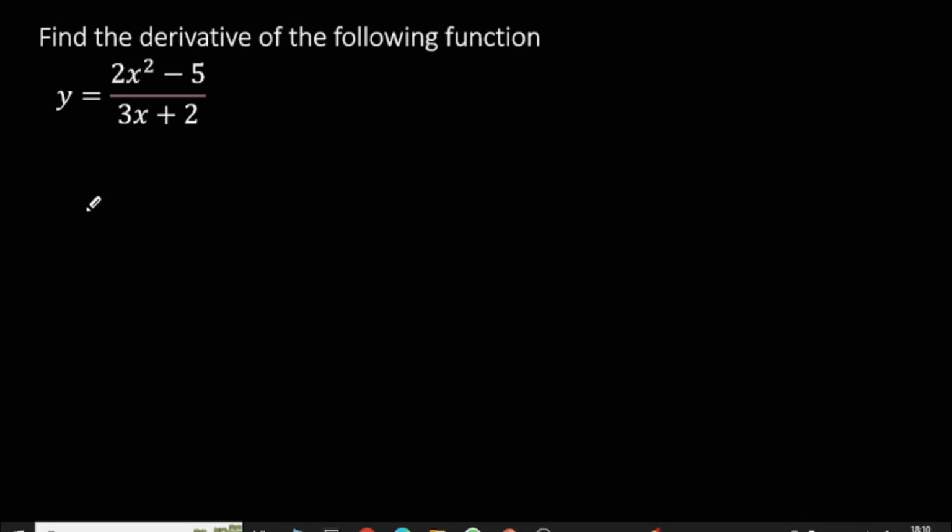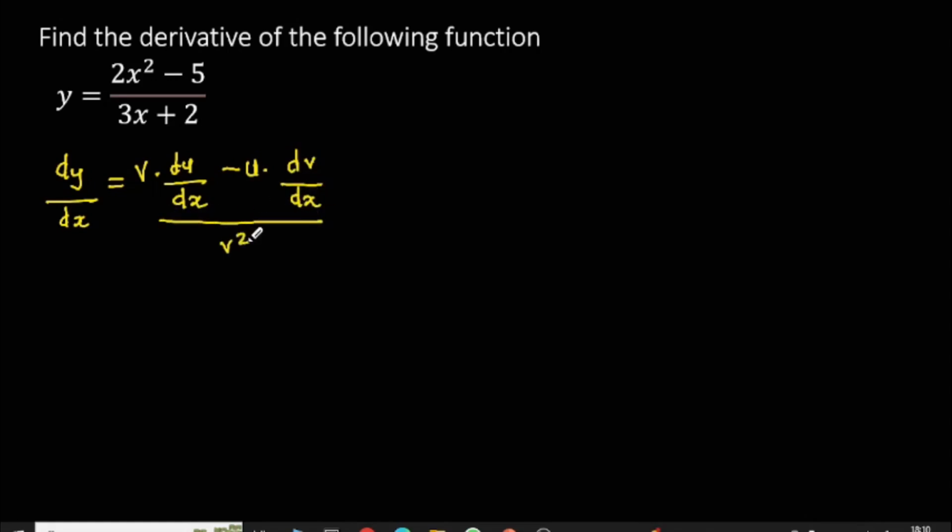The quotient rule states that change in y over change in x is going to be equal to v multiplied by change in u over change in x, then you subtract u multiplied by change in v over change in x. Then all this you divide by v squared. v is the denominator and u is the numerator. So from this function given, we can identify them and then insert them in this formula. So let us do that.